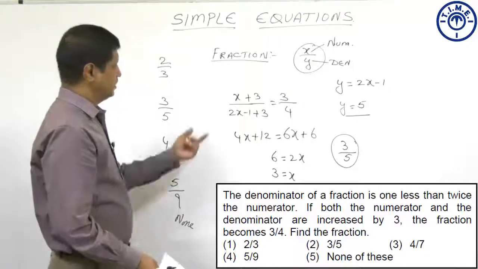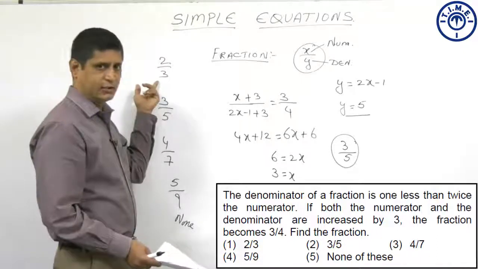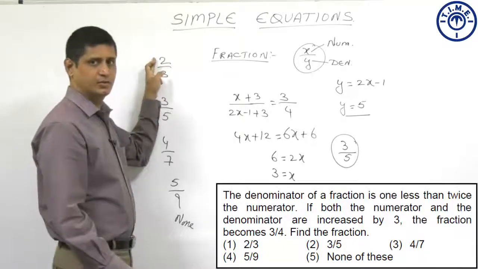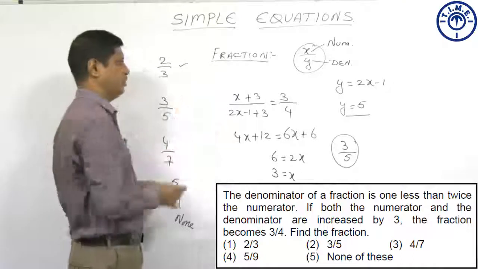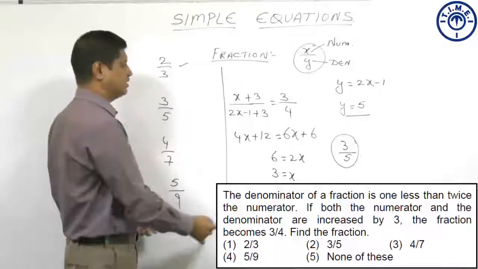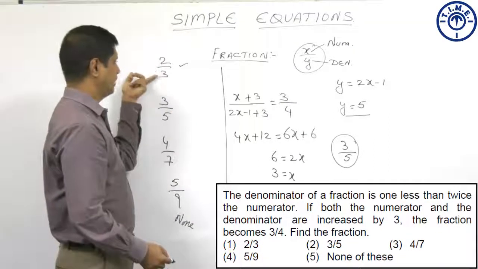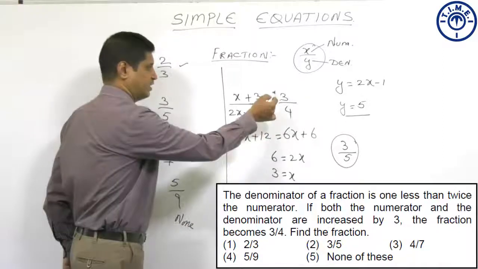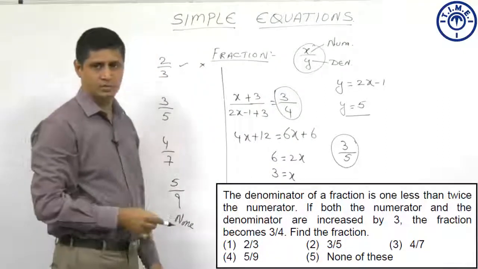What is the first condition? The value of the denominator is 1 less than twice its numerator. So what is 2 times of it? 4 minus 1 is 3, satisfying the first condition. The first condition is okay. What is the second condition here? When 3 is added on either side, by adding 3 we get 5 here, and when you add 3 here, 6. So 5 by 6 is not satisfying the value 3 by 4. Hence it is ruled out.